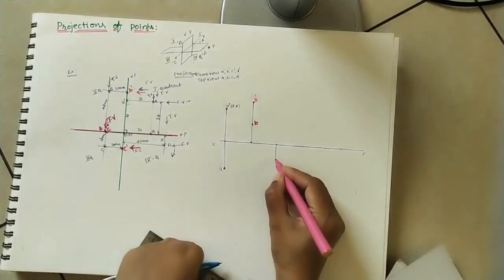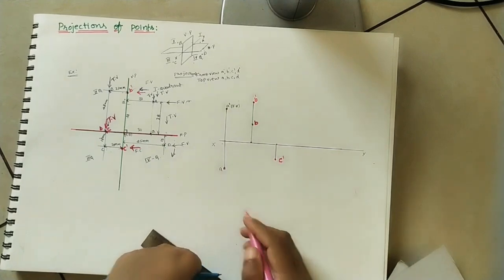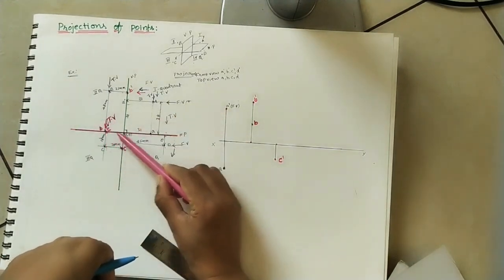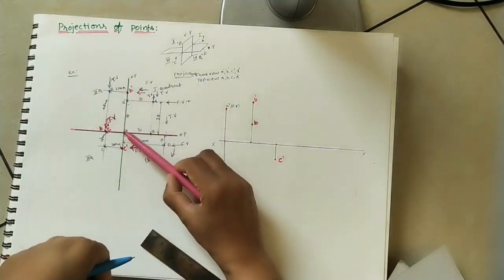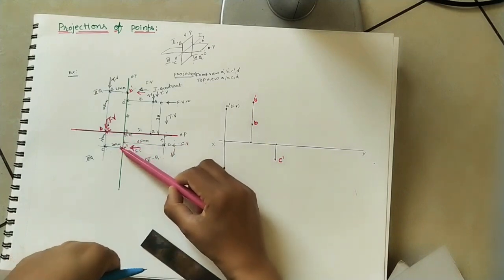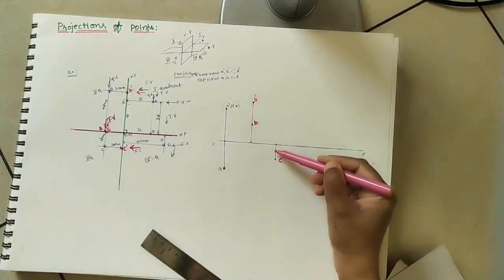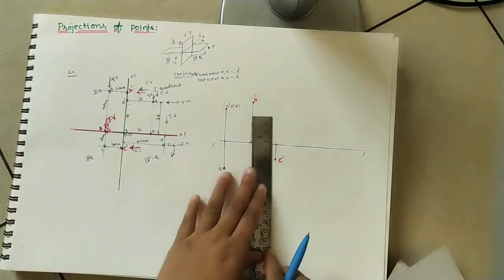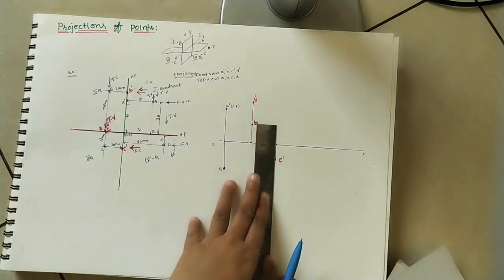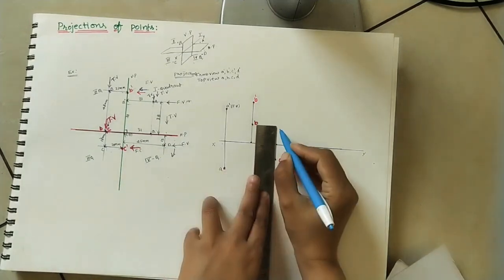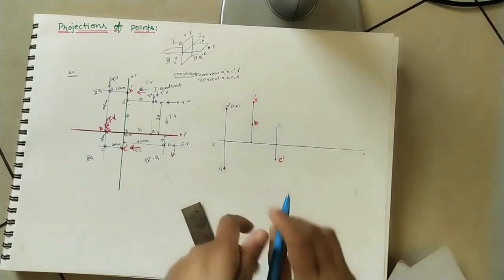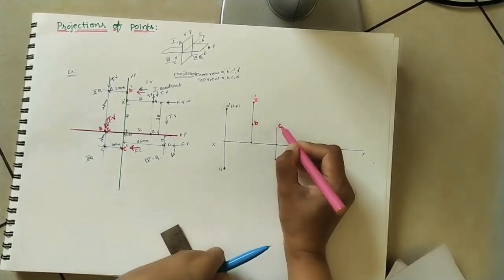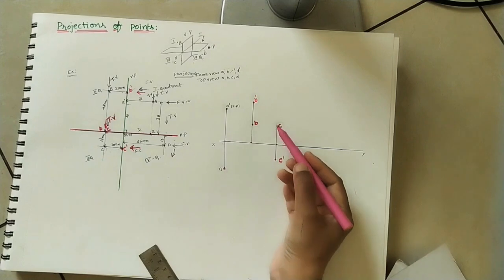So this is C dash, make it dark, and this C is coming on this plane, it is moving in upward direction. This gap is 20 mm. Okay, so from this 20 mm C will come. So this is the C point, make it dark. So C dash is the front view, C is the top view.